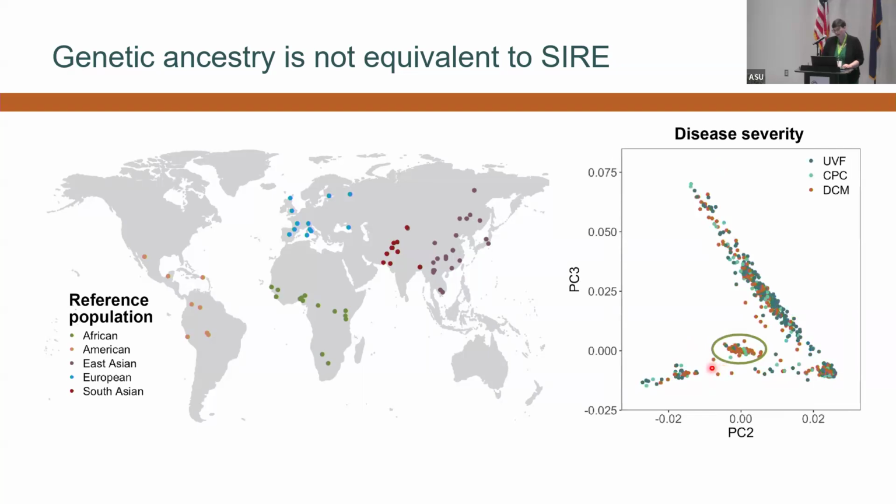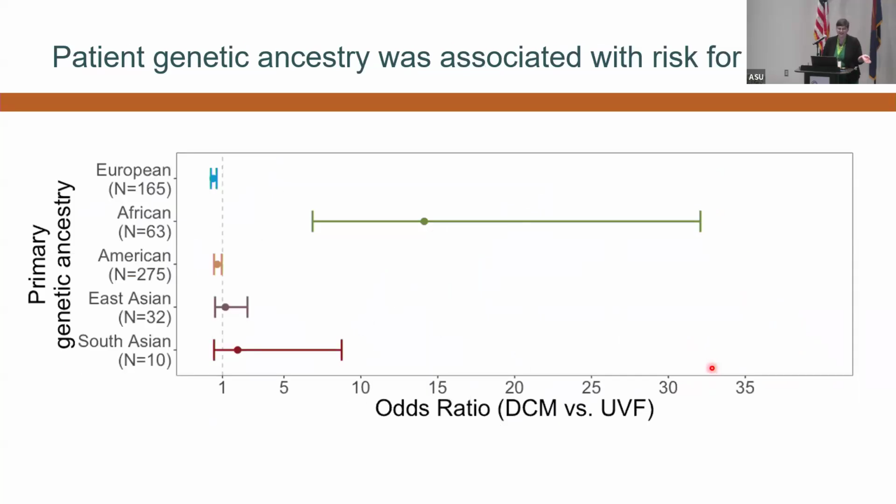And then if we color this time by disease severity, you can see that there are a lot more orange dots, which represent disseminated disease, within this circle than there are in the others. This is just another way of representing what I showed you previously with the race. So again, people who have primarily European genetic ancestry by this method are significantly less likely to have dissemination. And then people who have primarily African ancestry by this method are significantly more likely to have dissemination.